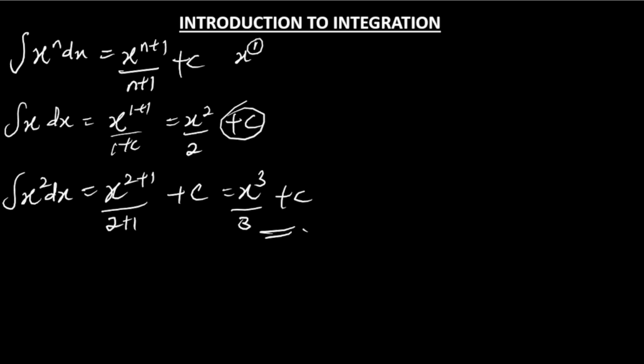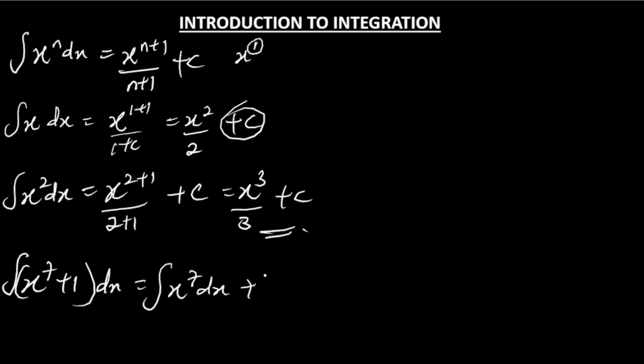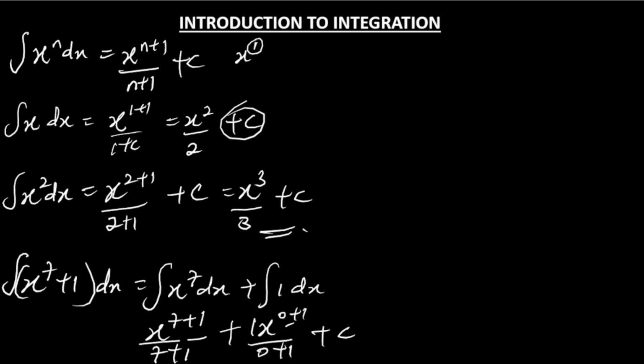Now, let's assume we're given the integral of x raised to the power of 7 plus 1 in the bracket, dx. This is the integral of x raised to the power of 7 dx plus the integral of 1 dx. We can actually split them. That is, x raised to the power of 7 becomes x raised to the power of 7 plus 1 divided by 7 plus 1, plus 1 times x raised to the power of 0 plus 1 divided by 0 plus 1, plus c. Now, how did I come about this?